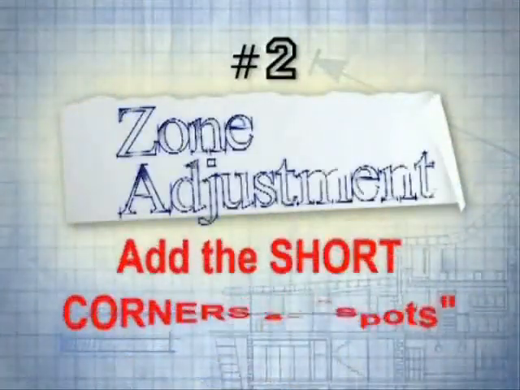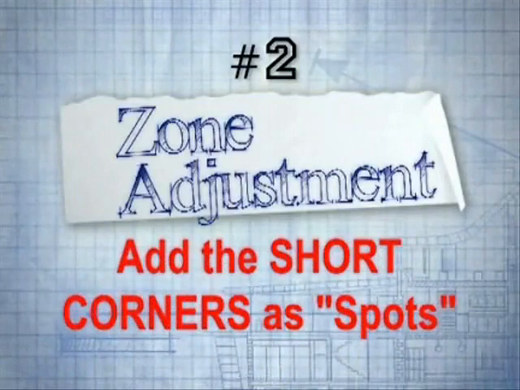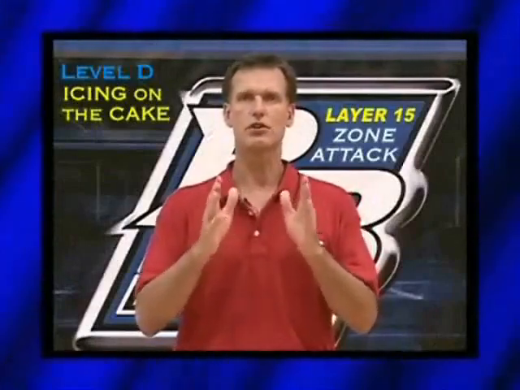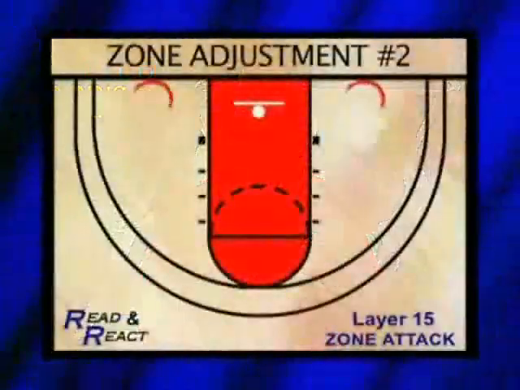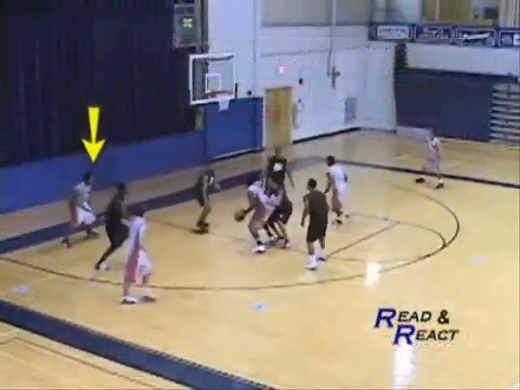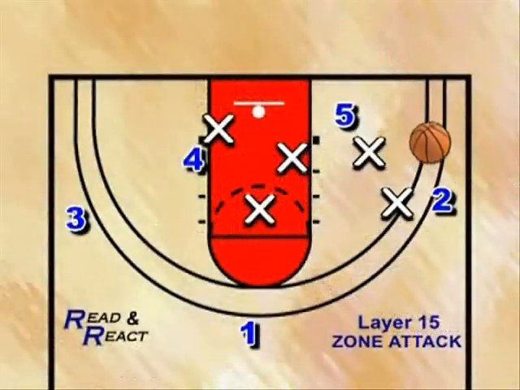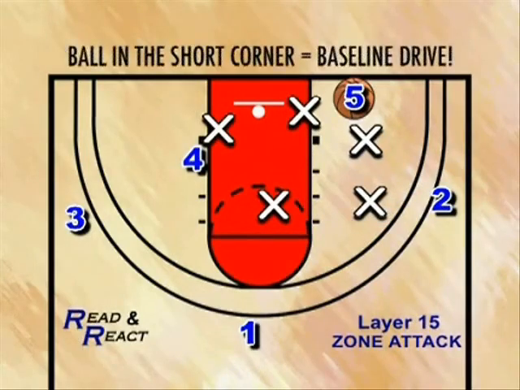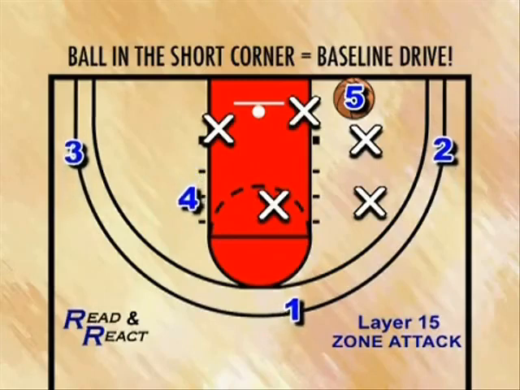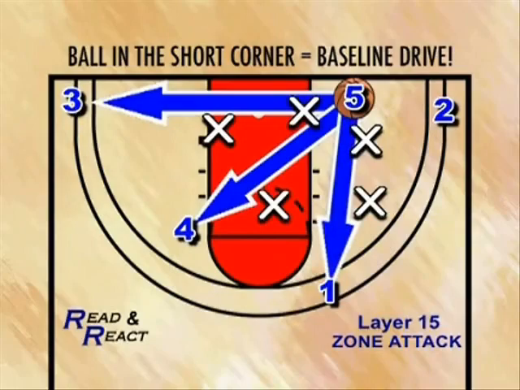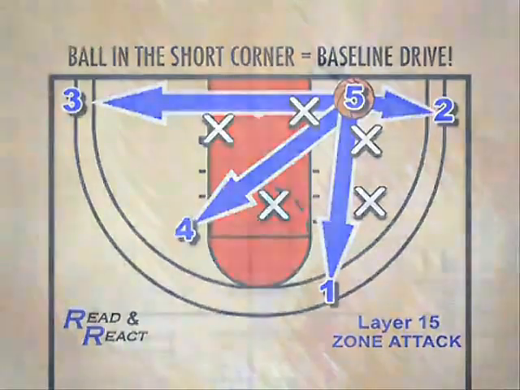Zone adjustment number 2. Add the short corners as spots. The second adjustment involves the short corners. Emphasize to your players that the short corners, which are on the baseline behind the zone, are places where cutters can stop. The zone can be attacked from behind in this manner. If a player receives the ball in this position and there's no chance to score, point out that it's like a baseline drive. All the same windows should be filled by his teammates. The opposite corner, 45 degree, 90 degree up the line, and the safety valve.